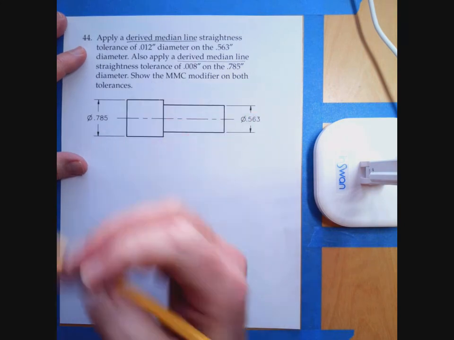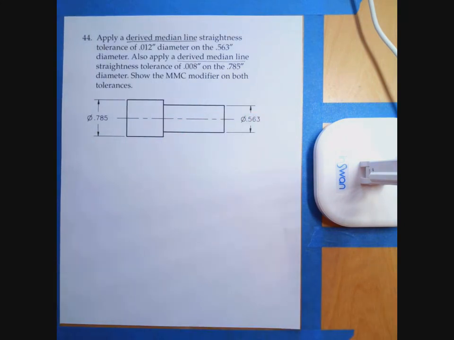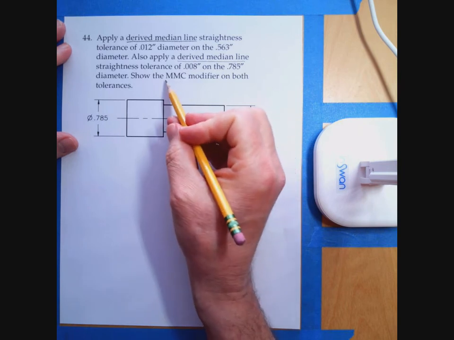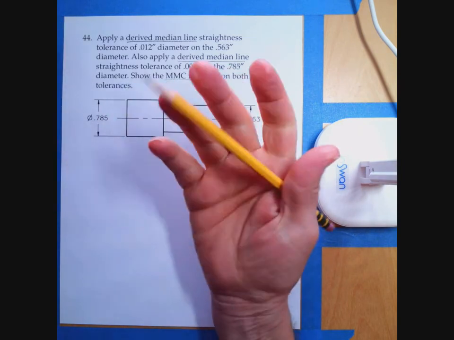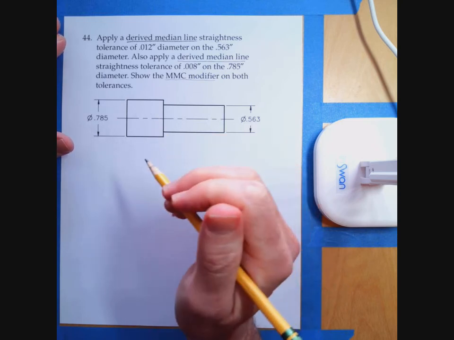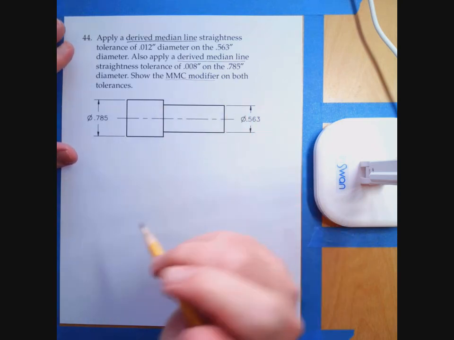This last sentence kind of gives it away, but as a reminder, we can apply a straightness tolerance to a non-size feature or a feature of size. In this case, derived median line straightness is applied to a feature of size. The giveaway is this last sentence: you cannot use an MMC modifier, a material condition modifier, on non-size features, only features of size.